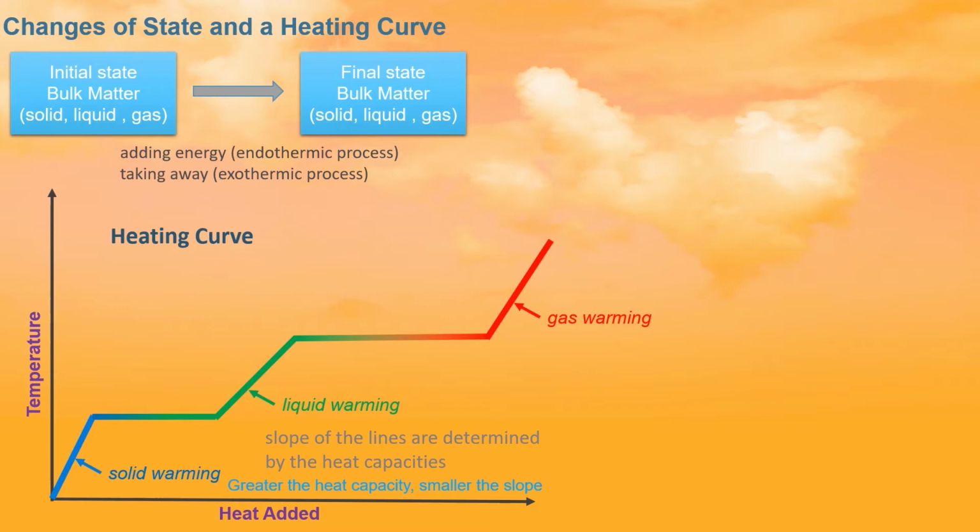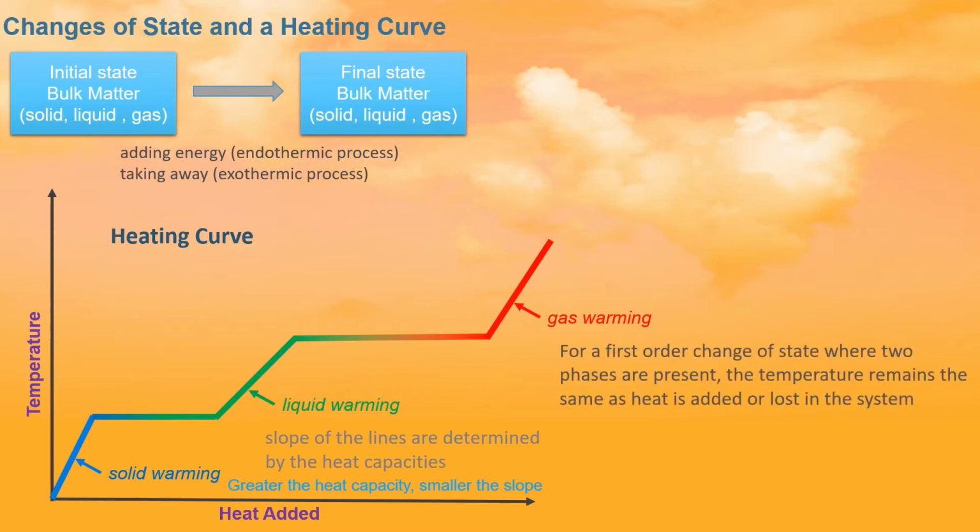Water can only get to 100 degrees Celsius maximum in normal atmospheric conditions, but steam can continue to get hotter as we add heat, reaching temperatures well beyond 100 degrees Celsius. That's why steam can be very dangerous, and steam burns can be much more severe than hot water burns. So remember, for the first-order change of state where two phases are present, the temperature remains the same, even as heat is added or lost in the system.